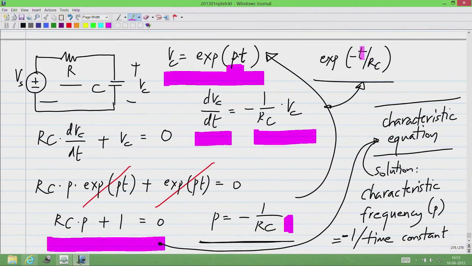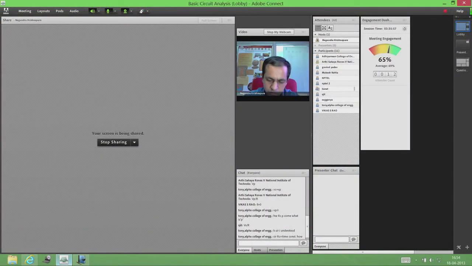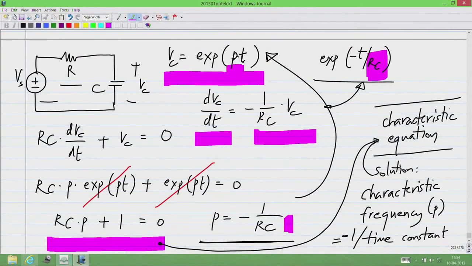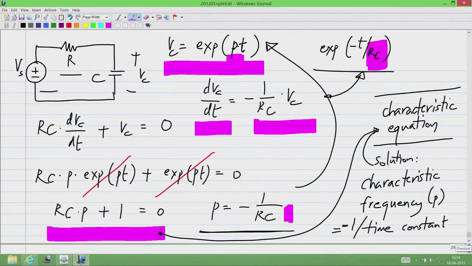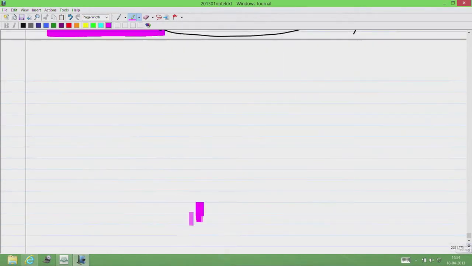Whatever appears in the exponential as t by something, that is the time constant by definition, okay, because we have seen that if you have exponential t by tau, the amount of time it takes for it to settle is related to this tau, okay. So, now I will do the same for a second order circuit.